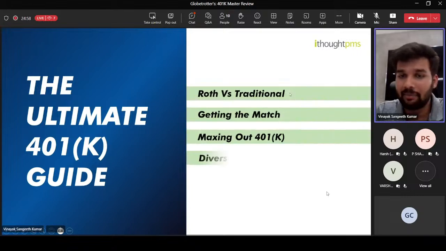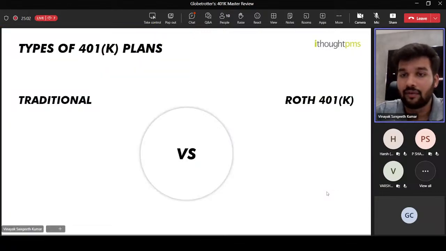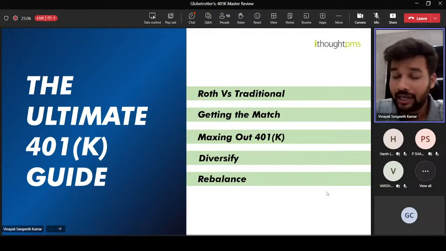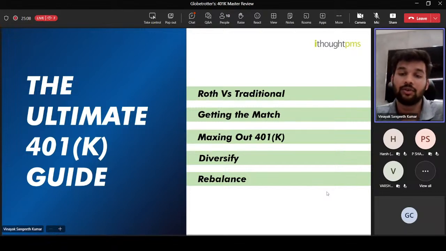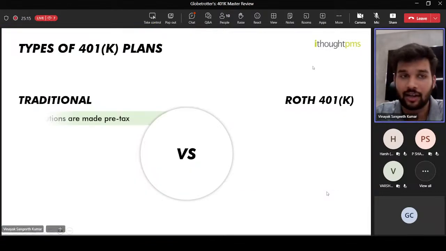So this would be the ultimate 401k guide. What is Roth versus traditional? What is the importance of getting matched? How can you max out your 401k contributions? What are the options to diversify and rebalance your 401k portfolio? So starting with the first one, Roth versus traditional accounts.